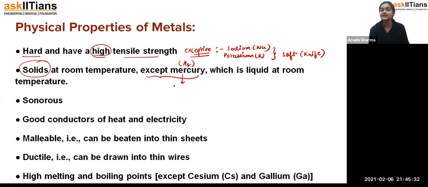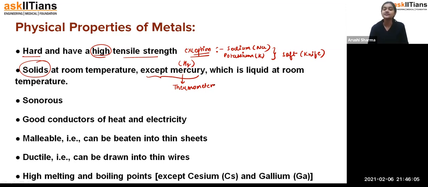If you have noticed, we use mercury in thermometers. In the thermometer, students, there is a liquid of mercury, like a filament of mercury, and when we put that thermometer inside our mouth to check whether the temperature is normal or high, what happens? When the temperature of our body is high, the filament of the mercury rises towards the high temperature, and that's how we come to know that yes, we are suffering from fever. But if the temperature is normal, it will remain at the room temperature only.